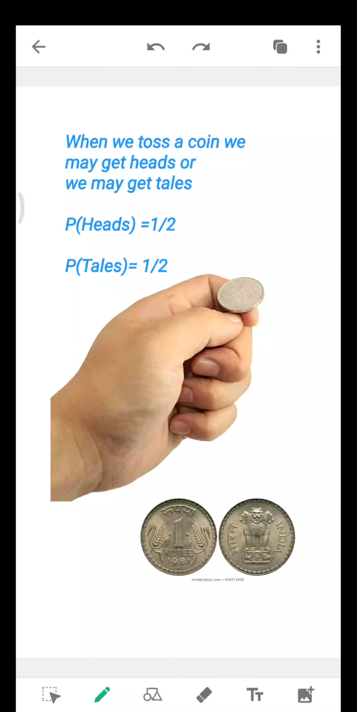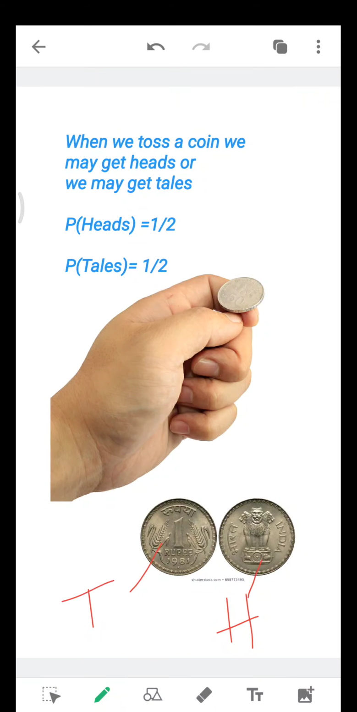Hello children, today we are going to learn a very important topic of probability, that is the concept of tossing coins. How many coins do you see in the hand? That's only one coin. Suppose if you toss a coin, what are the possible outcomes? Yeah, you may get heads or you may get tails.